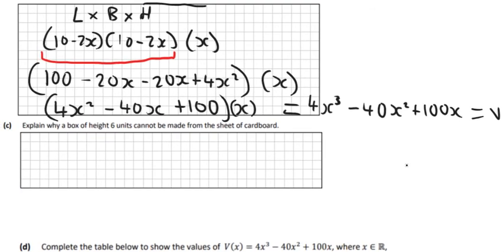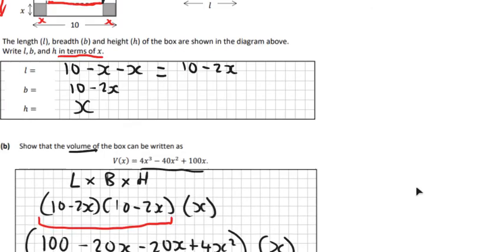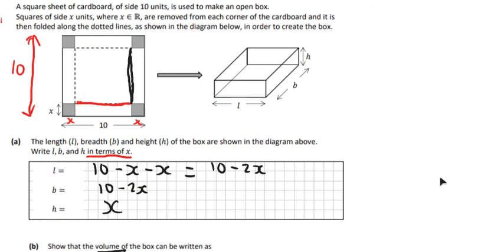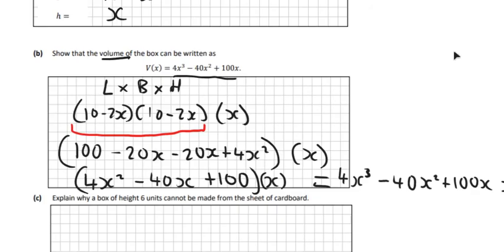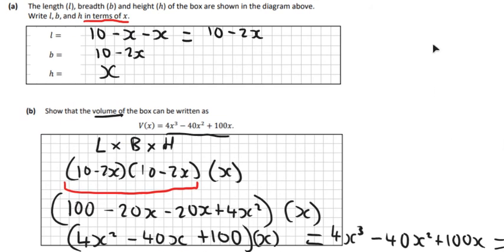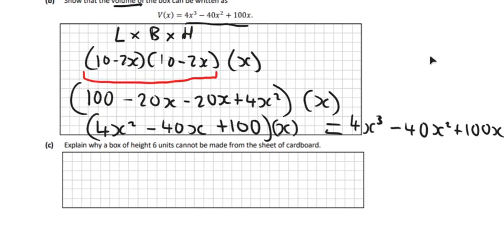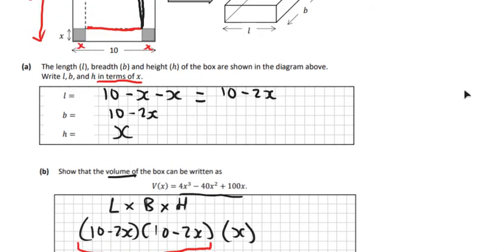Explain why a box of height 6 units cannot be made from the sheet of cardboard. So if you look back at what the box was at the start, remember the height is x. So what they're saying is that if the height was 6, could it work? They're saying it can't work, but why? If the height was 6, then x has to be 6. So if height is 6, then x equals 6.